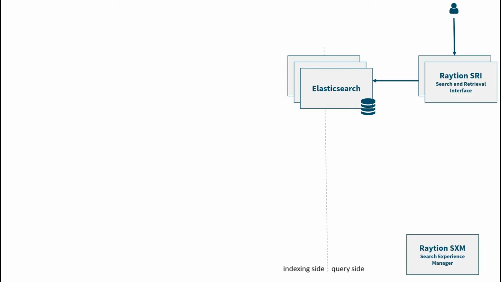Elasticsearch as a search engine combines the full-text search capabilities of Apache Lucene with advanced mechanisms for scaling. Raytion products complement Elasticsearch so that you can search and retrieve your enterprise content, for instance from SharePoint, Confluence, Jive, and many other repositories. Architecture-wise, we distinguish between query and ingestion side. On the query side, the Raytion solution for Elasticsearch comprises the search interface Raytion SRI. As we have seen, the SRI is responsible to render the search results and interact with the user.